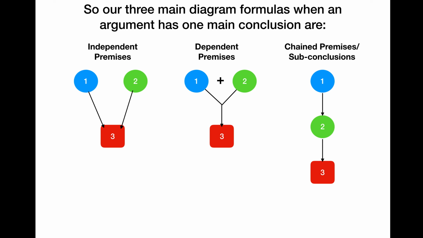All right, so our 3 main diagram formulas when we have an argument, they may be all combined when we get to complex arguments. But with independent premises, something goes directly to the conclusion, but they're not related to each other. We have dependent premises where both of them need to be there together, and together they bring us to the conclusion. And then we have chained premises or sub-conclusions where one thing brings us to another thing that brings us to our final thing. Okay?